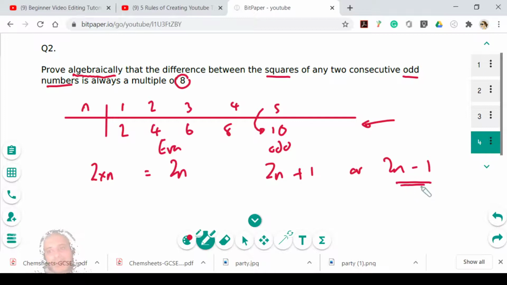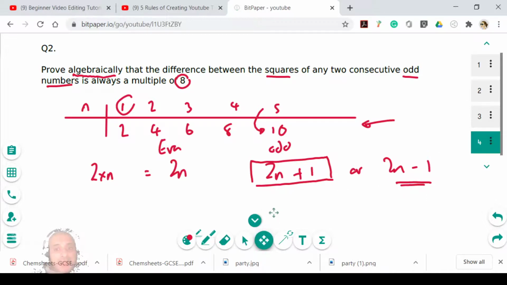Technically, I like the 2n minus 1 because it includes the number 1. So my first term will be 2 times 1 is 2, minus 1 is 1, and that's an odd number. However, I use 2n plus 1 quite frequently because mathematically it's easy to manipulate for students because, and I'm generalizing here, they mess up with the negatives. Alright. So that's that part there. So my odd number is 2n plus 1.